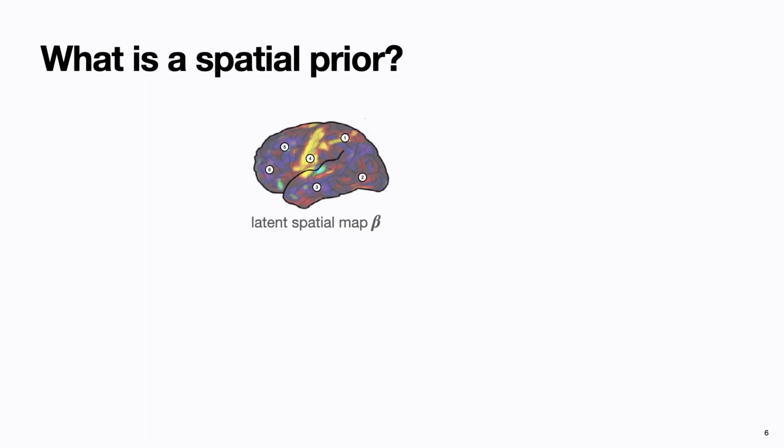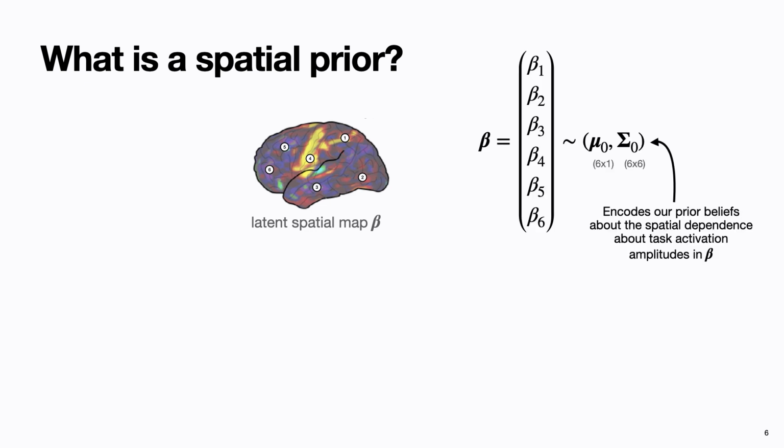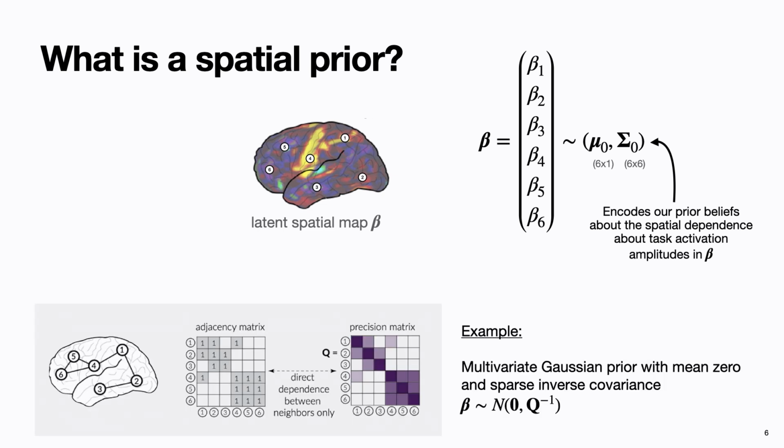So what is a spatial prior? It can seem a bit mysterious. So imagine we have 6 data locations on the cortical surface, and we want to estimate a latent spatial map of activation or anything else, which we would denote beta. So the beta can be organized as a vector, and a spatial prior is simply a multivariate prior with a multivariate mean mu and a covariance matrix sigma. And sigma is encoding our prior beliefs about the spatial dependence between those 6 locations.